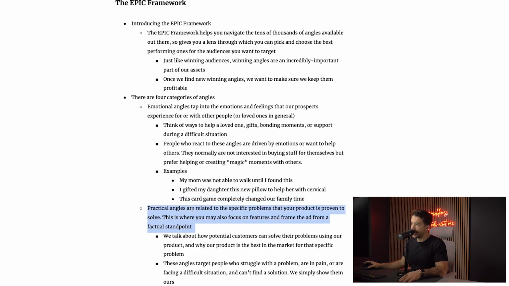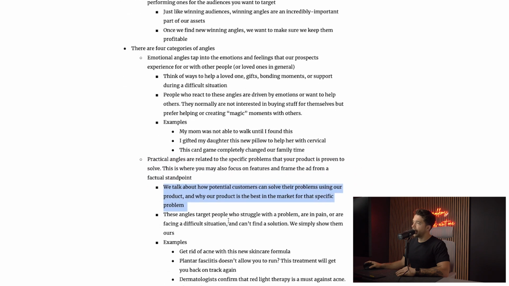Then we have practical angles. Practical angles are related to the specific problems that your product is proven to solve. This is where you may also focus on features and frame the ad from a factual standpoint. We talk about how potential customers can solve their problems using our product and why our product is the best in the market for that specific problem. These angles target people who struggle with a problem, that are in pain, or are facing a difficult situation and can't find a solution. We simply show them ours.